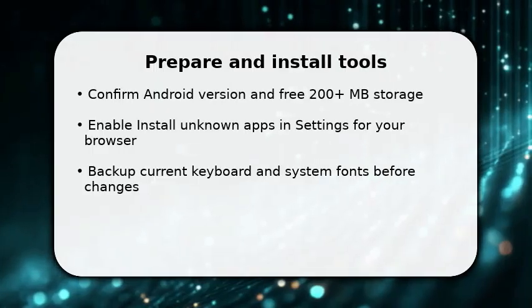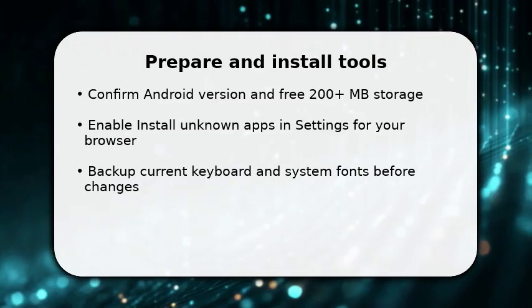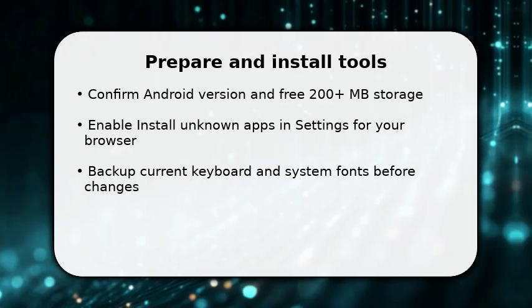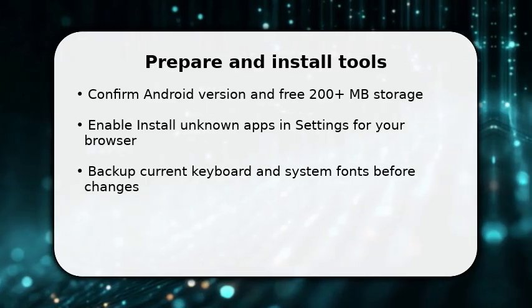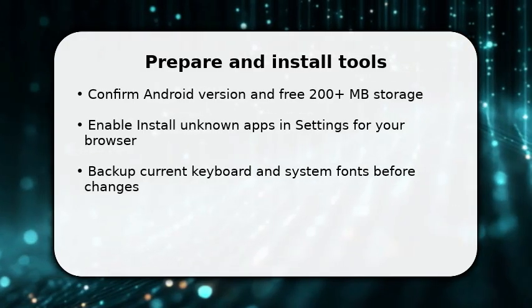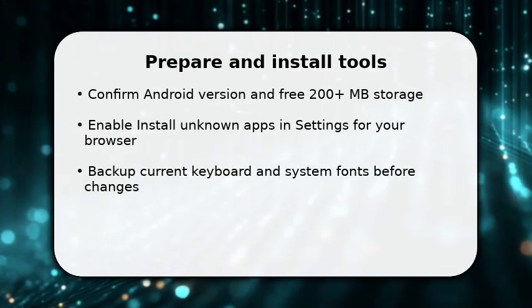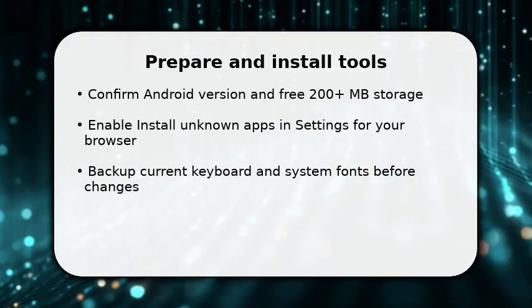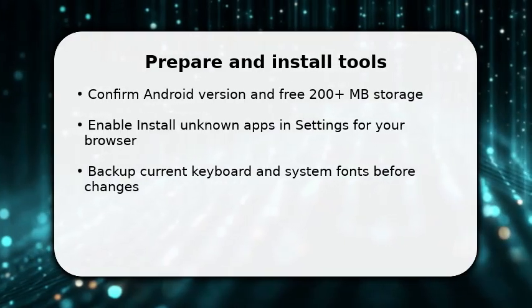You start by preparing the phone. Check Android version and free at least 200 MB so installs succeed. Once done, enable Install Unknown Apps for the browser you'll use to sideload tools. This allows third-party font or keyboard APKs. Make sure to back up your current keyboard settings and system fonts so you can restore if needed.